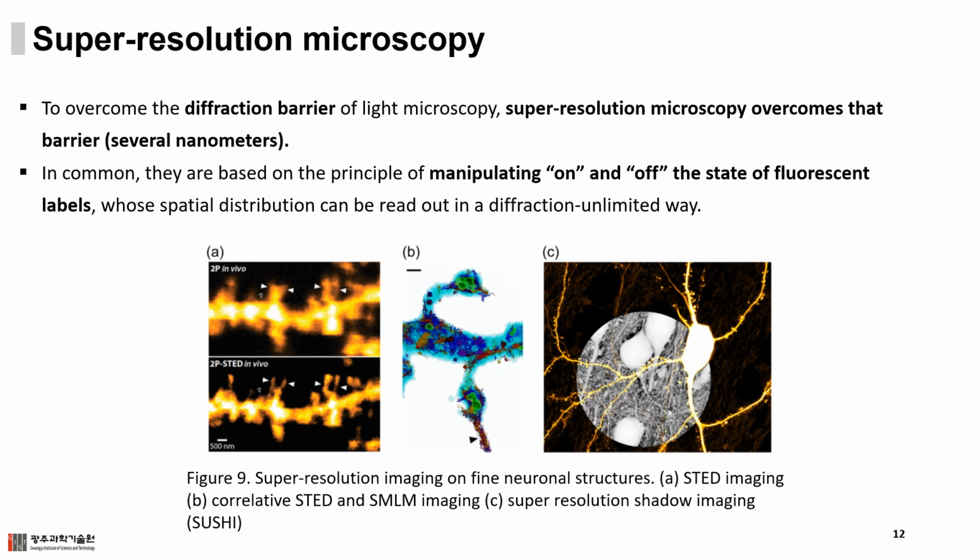For super-resolution microscopy, it enabled us to overcome the diffraction barrier of light microscopy. Although there are various types of super-resolution microscopy, it is commonly based on the principle of manipulating the on and off state of fluorescent labels.